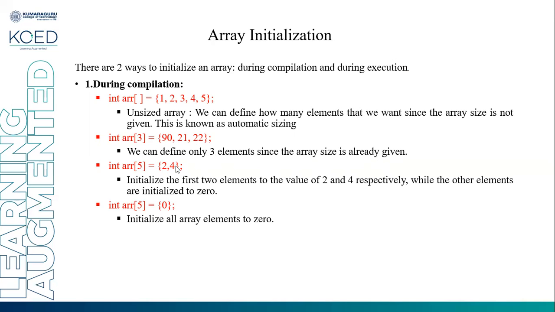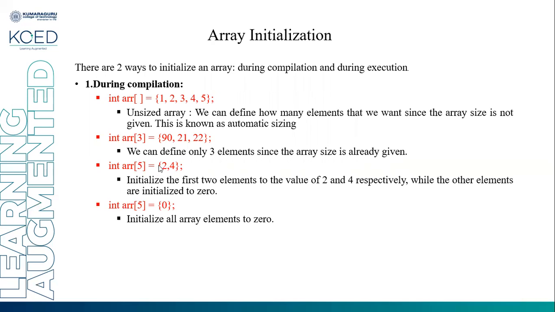So A of 5 equal to 2, 4. This initializes the first two elements with the values 2, 4 respectively, but the other elements are initialized to 0. So the array can store 5 elements. 2 is stored in the location A of 0, 4 is stored in A of 1, and the remaining locations 2, 3, 4 are initialized to 0.